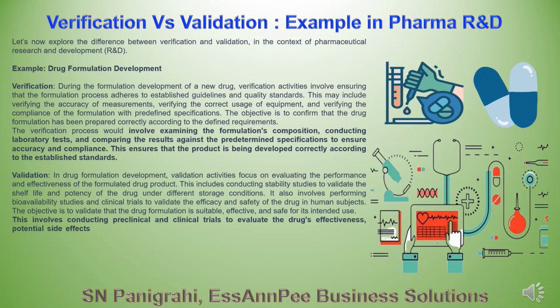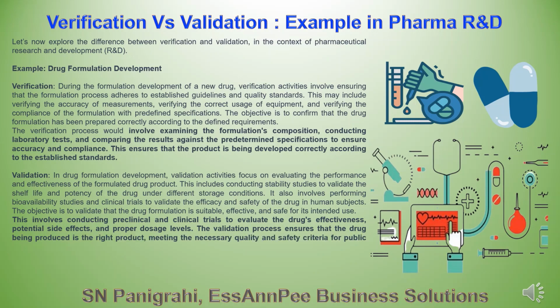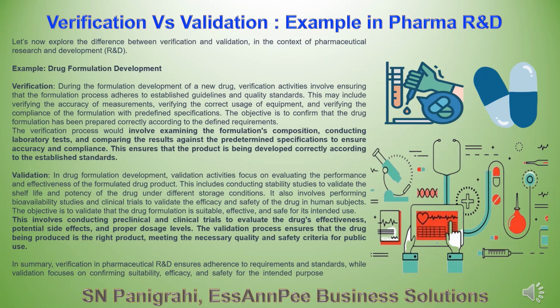This involves conducting preclinical and clinical trials to evaluate the drug's effectiveness, potential side effects, and proper dosage levels. The validation process ensures that the drug being produced is the right product, meeting the necessary quality and safety criteria for public use. In summary, verification in pharmaceutical R&D ensures adherence to requirements and standards, while validation focuses on confirming suitability, efficacy, and safety for the intended purpose. Verification ensures the process is done correctly, while validation evaluates the end result's appropriateness.